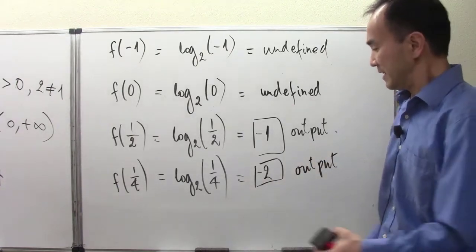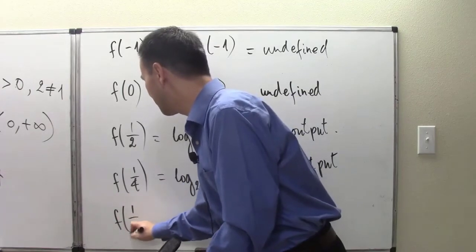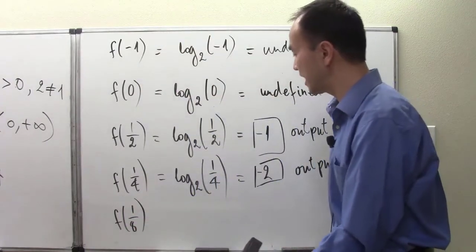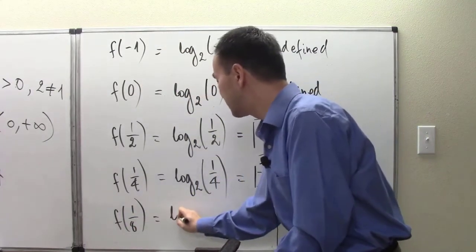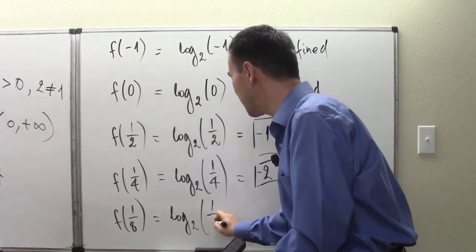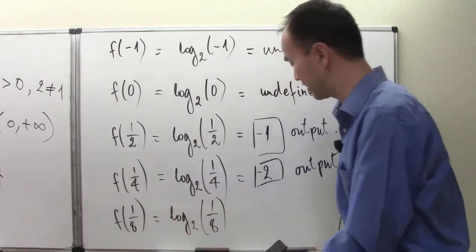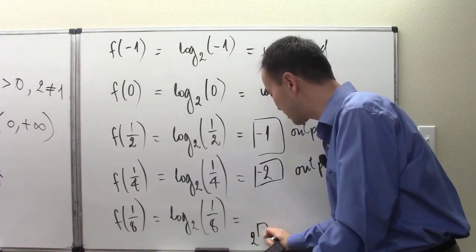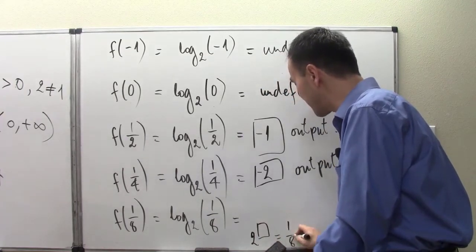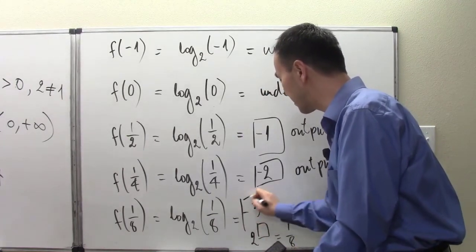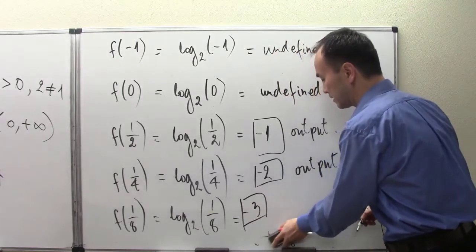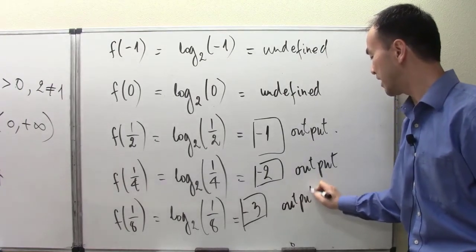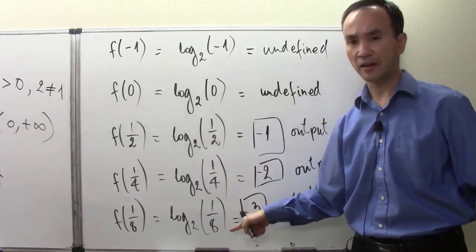And then how about f of 1/8? According to the definition of our function, we have log base 2 of 1/8. I'm running a little short of space, but think about what power of 2 can equal 1/8. The answer must be -3. So we have another output. As long as our input is a positive value, we will have a successful output.